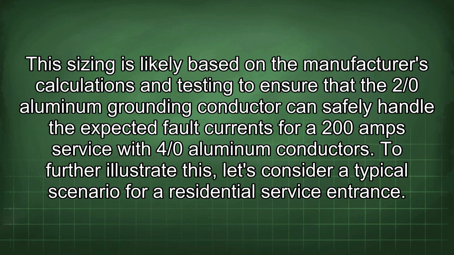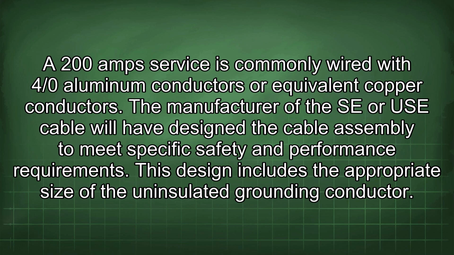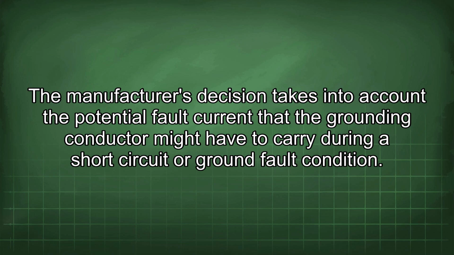To further illustrate this, let's consider a typical scenario for a residential service entrance. A 200 amp service is commonly wired with 4/0 aluminum conductors or equivalent copper conductors. The manufacturer of the SE or USE cable will have designed the cable assembly to meet specific safety and performance requirements. This design includes the appropriate size of the uninsulated grounding conductor. The manufacturer's decision takes into account the potential fault current that the grounding conductor might have to carry during a short circuit or ground fault condition.